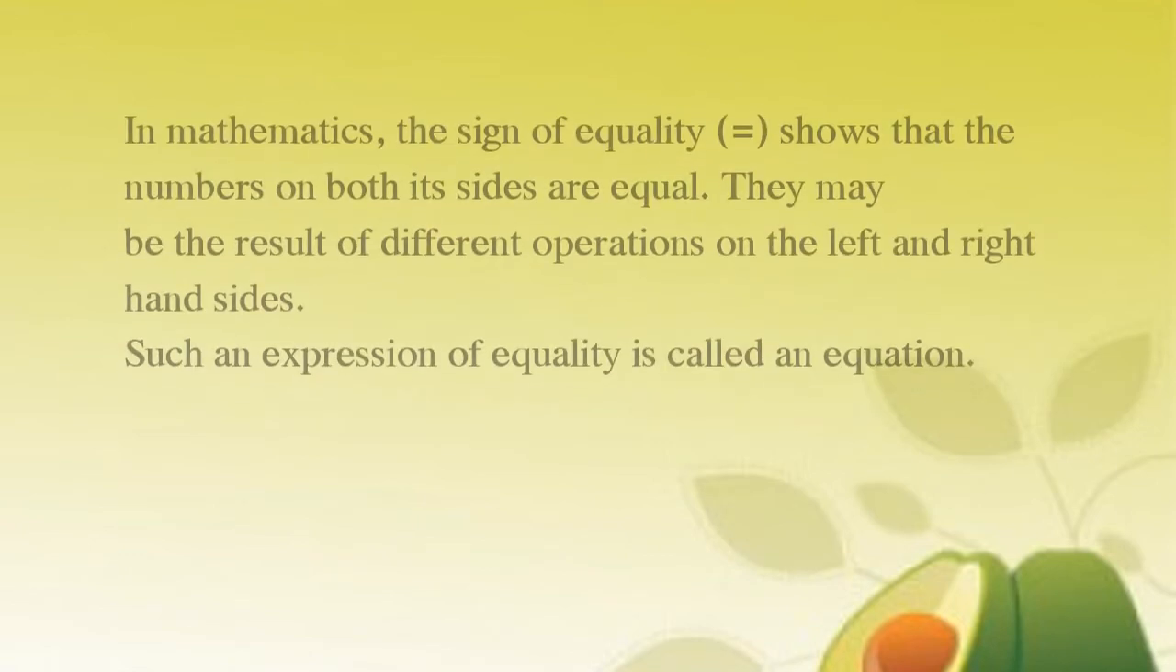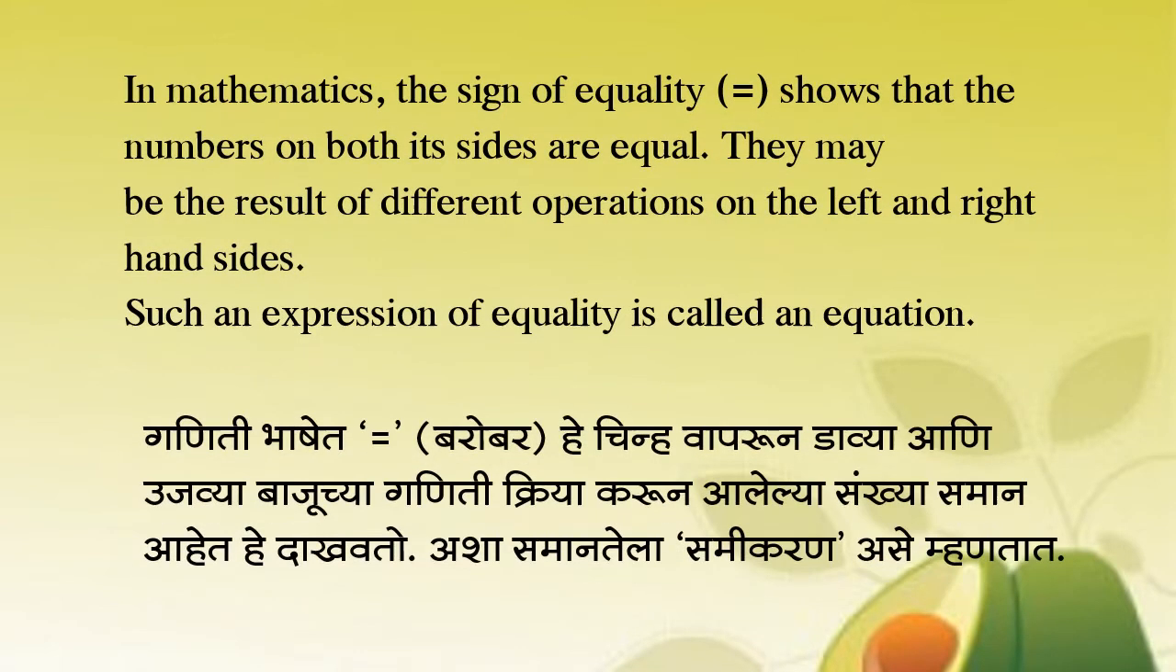Okay. So in mathematics, the sign of equality shows that the numbers on both its sides are equal. May be the result of different operations on the left hand side and right hand side. Their values are equal, and such an expression of equality is called an equation.